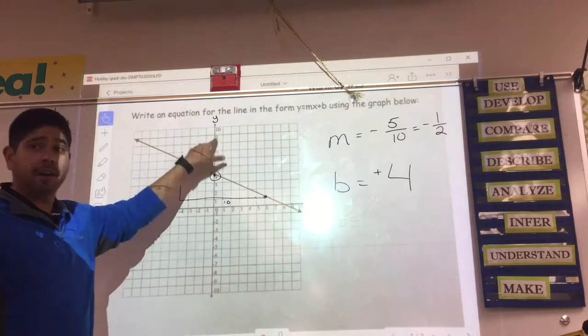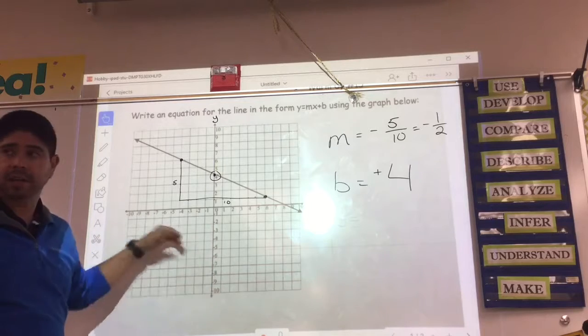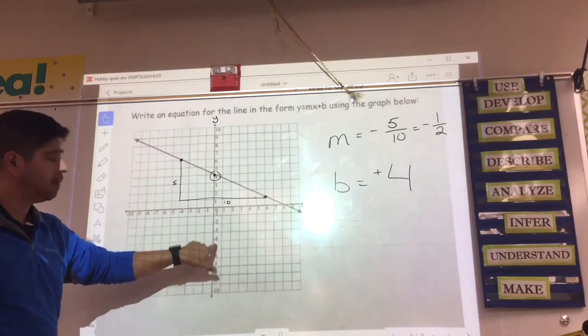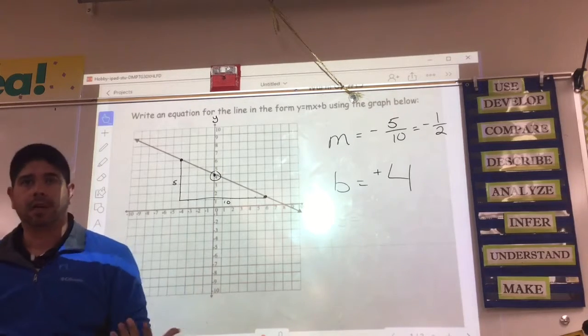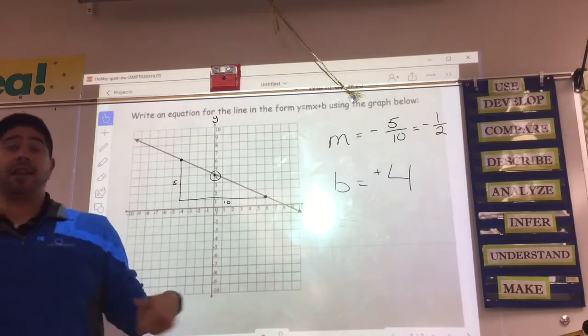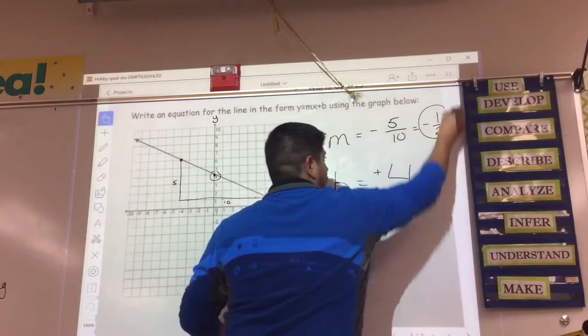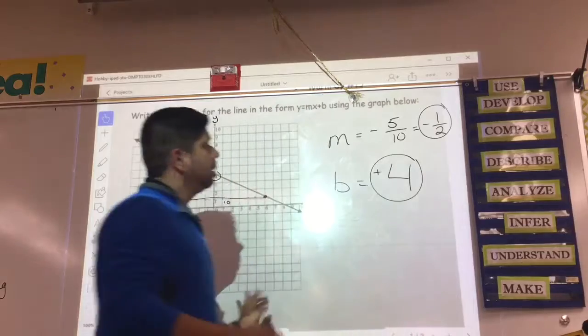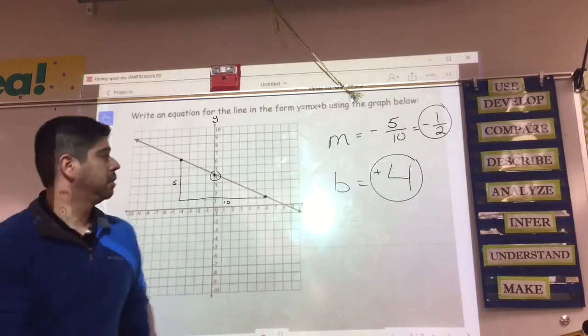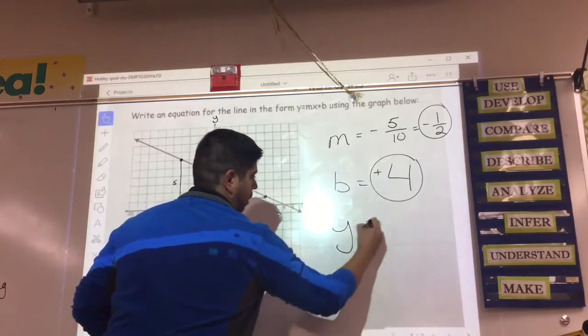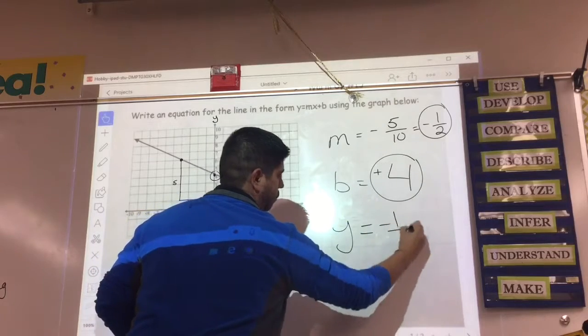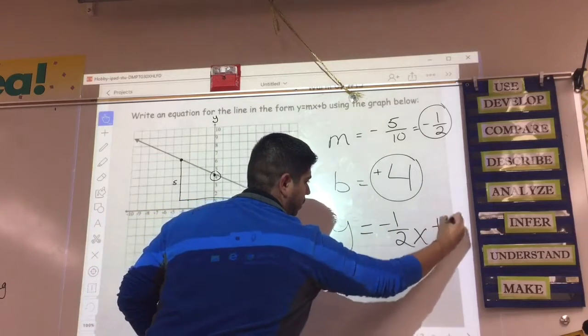If I'm going down here, and say my line crosses down here, it's going to be what? Got to make sure you have the negative. Okay, it's a negative point. So now that I have these two, I can go ahead and write my equation. y equals negative 1/2 x plus 4.